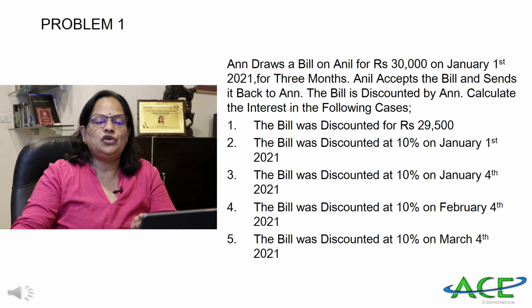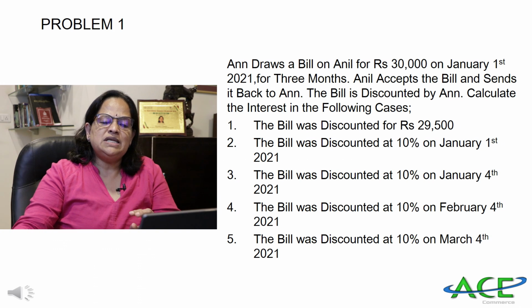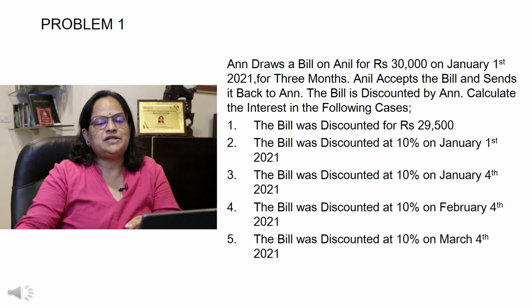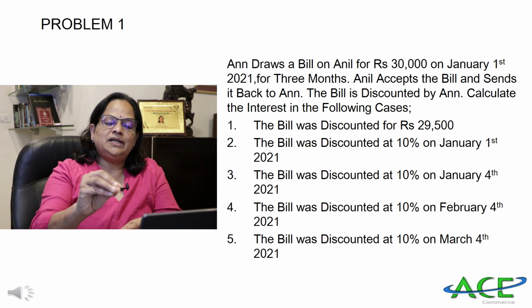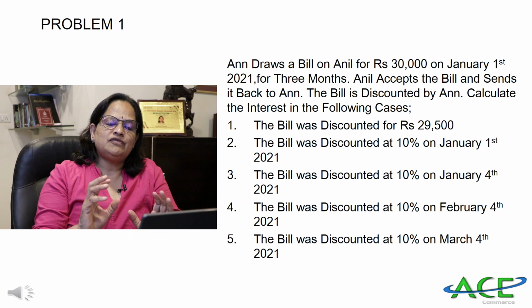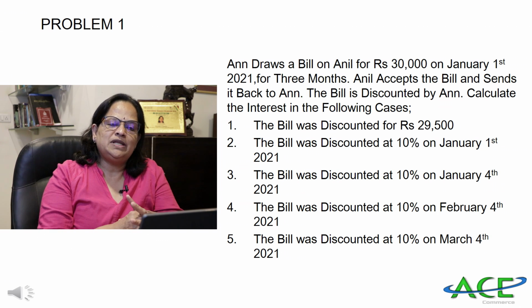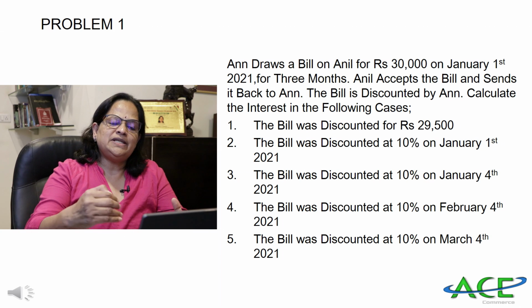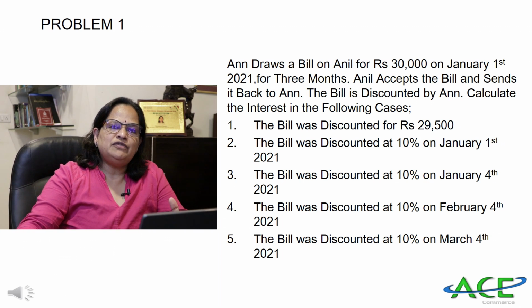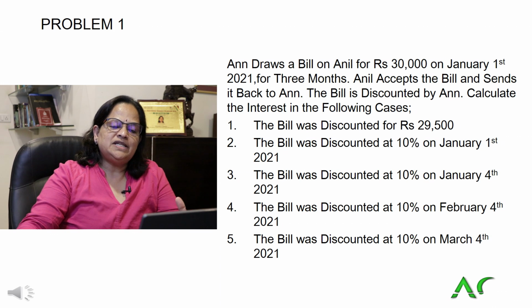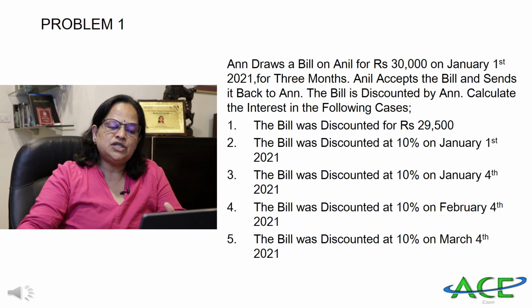Calculate the interest in the following cases. So first one is bill is discounted for 29,500. Only in the first option they are giving the direct amount. That means 30,000 minus 29,500, 500 is the interest or the discount charged by the bank. Other 4 options they are giving the date only. Bill was discounted at 10% on January 1st, 2021. Second is bill was discounted at 10% on January 4th, 2021. Third is bill was discounted at 10% on January 4th, 2021.